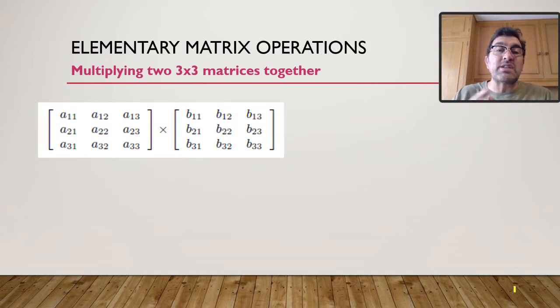Okay, now let's see what happens if we multiply 3 by 3 together. Well, exactly the same thing. For the first entry, we multiply row 1 with column 1. So it will be A11 times B11 plus A12 times B21 plus A13 times B31. Now look at that. If you multiply A12 with B21, the 2 and the 2, you have a 1 by 1 matrix, which is just that simple entry in the answer.